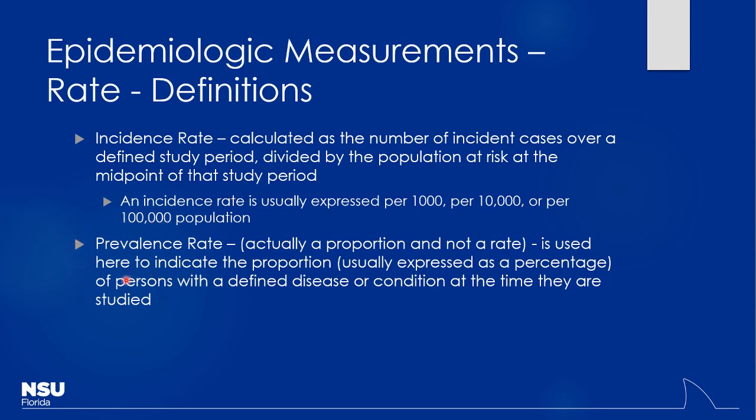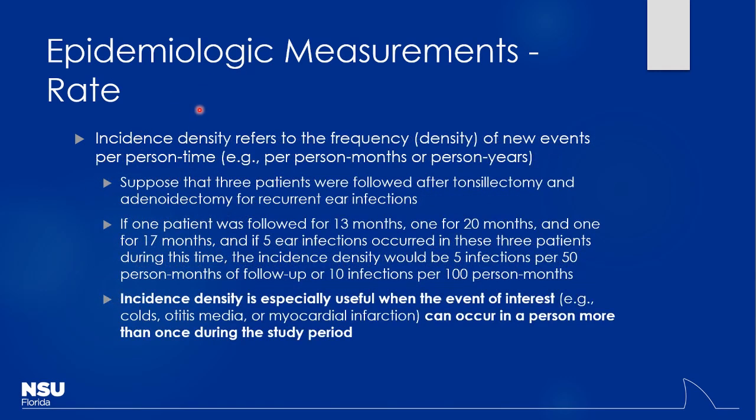The difference here, though, with prevalence rates, actually not true rates, they're more of a proportion. They indicate the proportion, or basically the percentage, of persons with a defined illness at the time that they are studied. So if you were to look at what the prevalence of disease was for a group of people at the beginning of the study period, and say 10% of the people had it, 90% did not, the prevalence rate would be 10% at that point. So it's a little bit different in terms of how it's calculated. Prevalence rates can be different from the incidence rate, so keep those two straight. This is important.